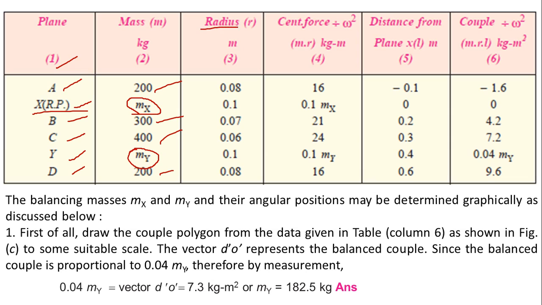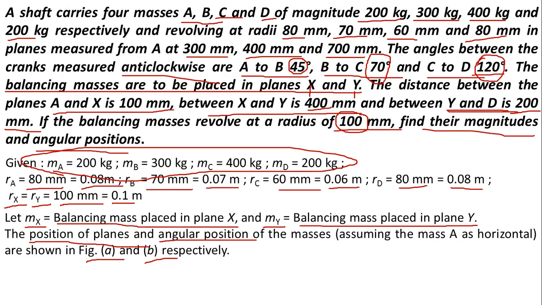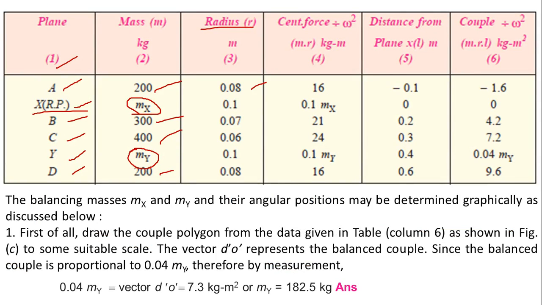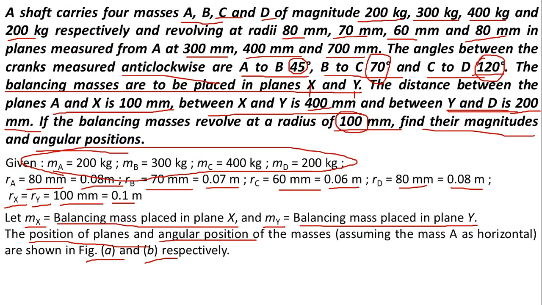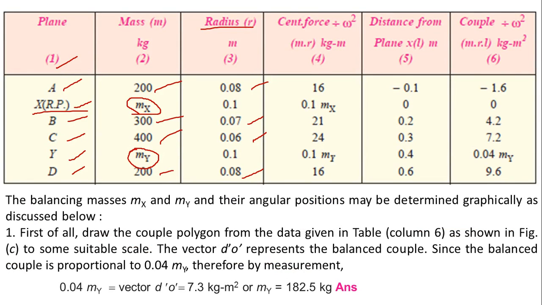Next, the radius. The radius is given in the question: 0.08, 0.07, 0.06, 0.08, and even Rx and Ry are given in the question, that is 0.1 meter. So we take Rx and Ry as 0.1. So the radius is known for all. Next, centrifugal force divided by omega square, meaning we only take m into r. So the next column, column 4, will be the product of 2 and 3, that is m into r.